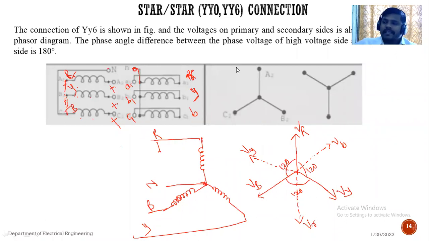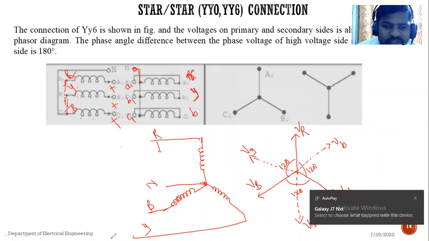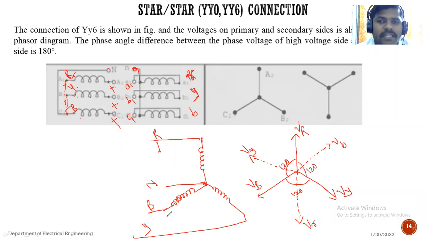Did you understand the connection? We will see the advantages, disadvantages and application of these types of connection. What are the advantages, what are the disadvantages and what are the applications of these types of connection. All of you understood the connection? Does anyone have any doubt in this? No, sir. Okay, it is very simple.